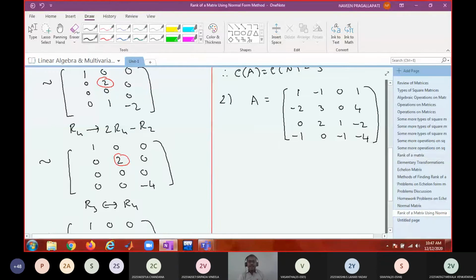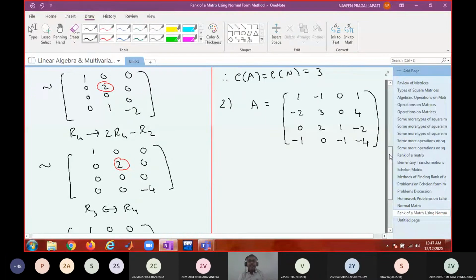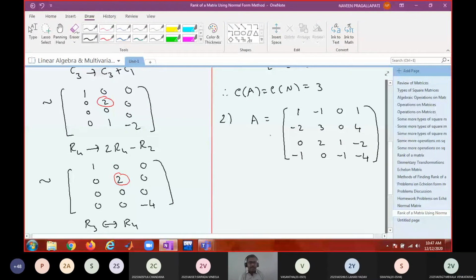Meanwhile, I too will do it here on the board, but don't look at my solution. You do your own solution. At the end, we'll compare our solutions. Okay, I'll be doing it parallelly. All of you do it yourself.